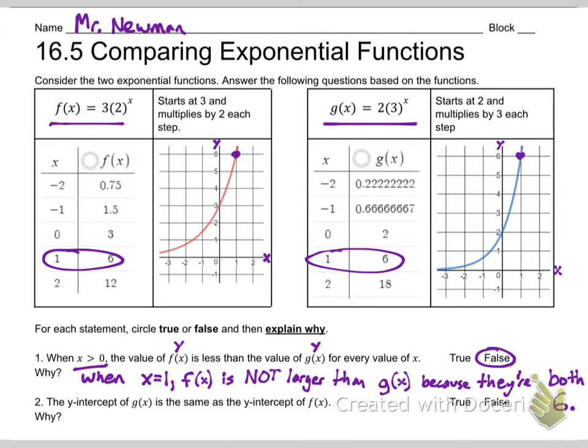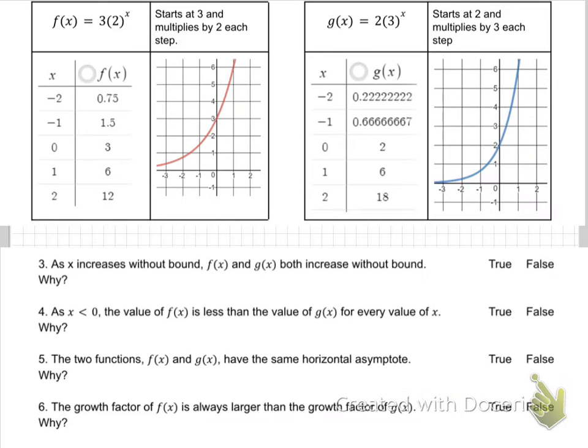So the y-intercepts, we know that that's right here. I marked them both in blue. You notice on the right, g of x is 2 for a y-intercept, but on the left, f of x is 3, so they are not the same. That's false. One y-intercept is 3 and the other is 2. All right. Again, I'm going to show you in the video the graphs, but we go on down and we have now numbers 3, 4, 5, and 6.